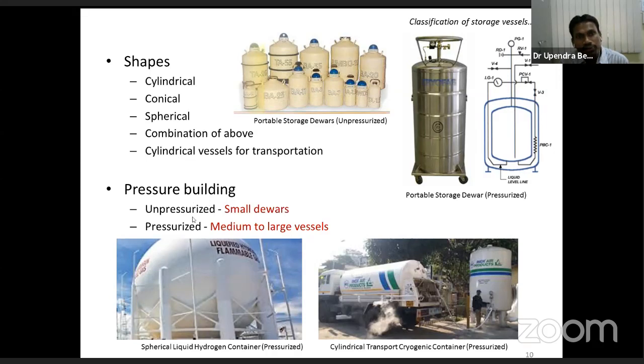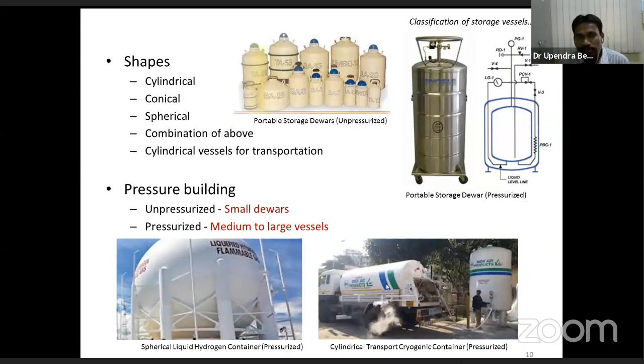Then depending on the pressure building, these containers can be divided into unpressurized or pressurized. Small dewars are generally unpressurized, and all small containers are generally unpressurized containers. While dealing with this type of container, generally they fill and pour it by hand, but one has to be very careful dealing with these containers. As I told, this inner container is just suspended from the neck of the outer container, without any support. And pressurized containers are medium to large vessels.